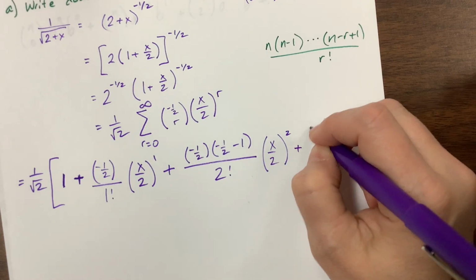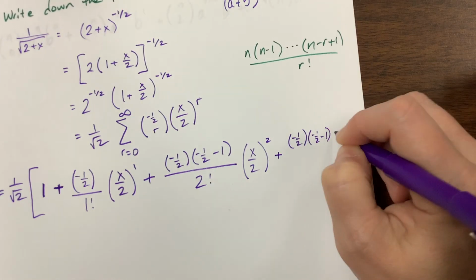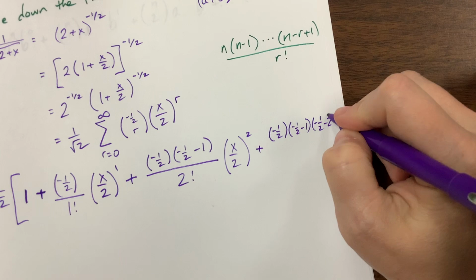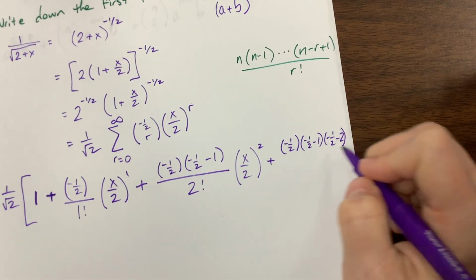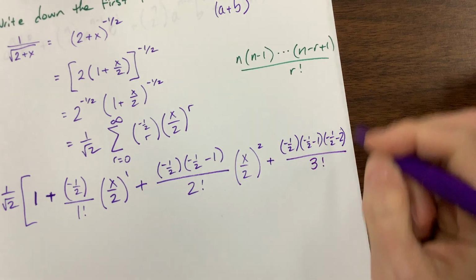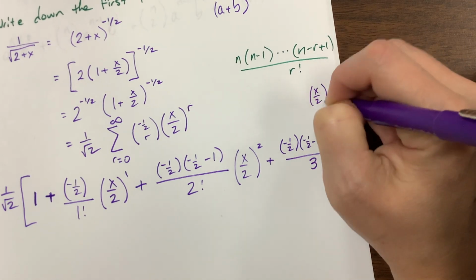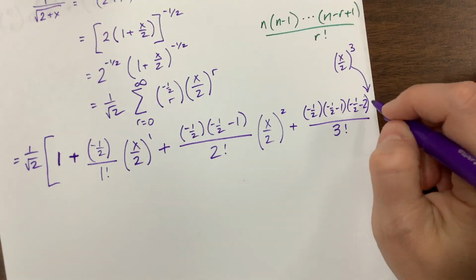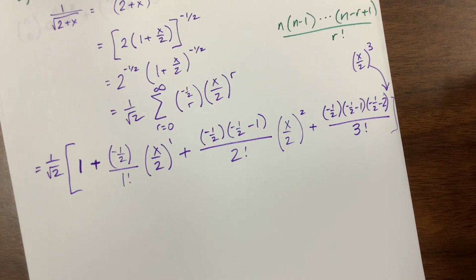The third term, we're going to have a negative 1/2, negative 1/2 minus 1, negative 1/2, I didn't save my space, so sorry. Where's the edge of my paper? And then this gets divided by 3 factorial, and then I don't have room, I'm so sorry. This is going to need an x over 2 cubed. Okay, and I need to close my parentheses, but okay, whatever. That becomes my first 4 terms of this expansion.